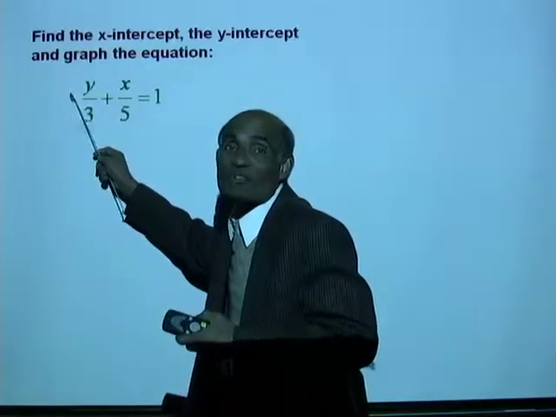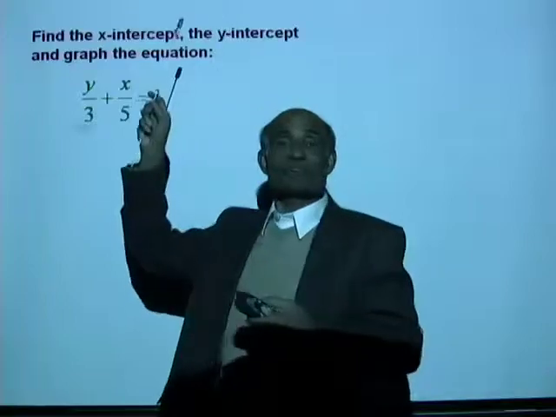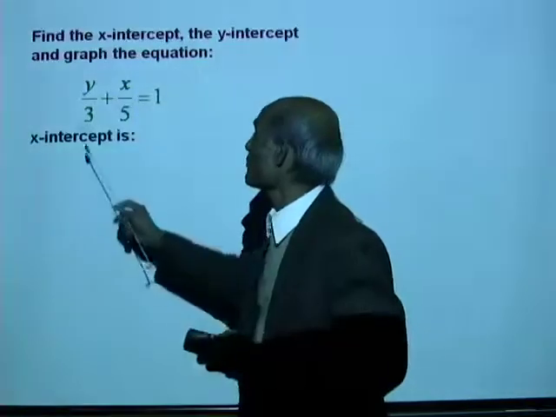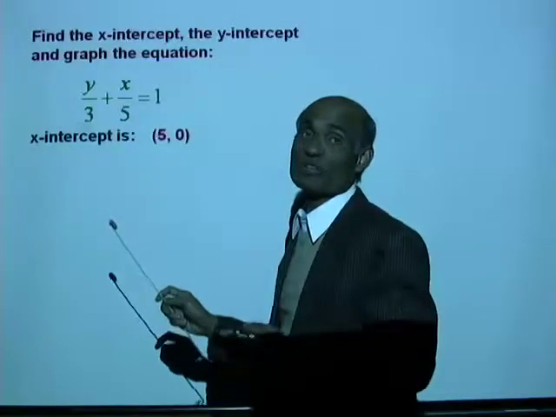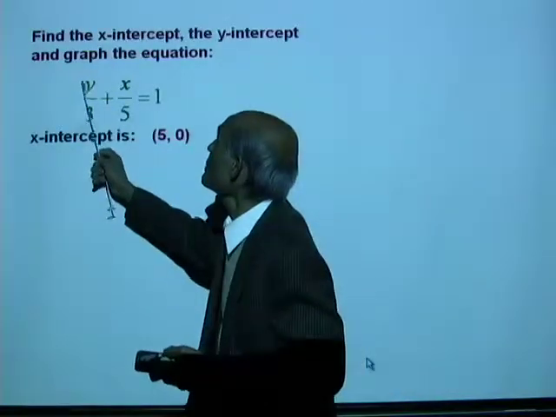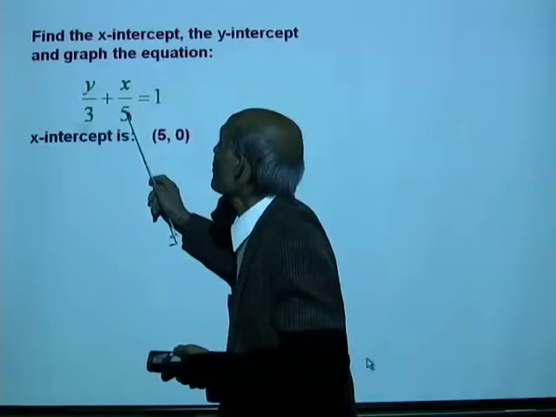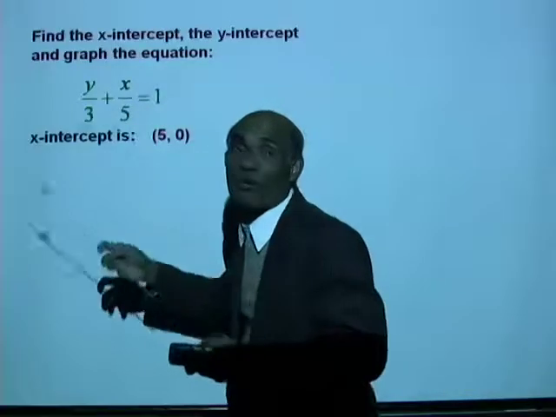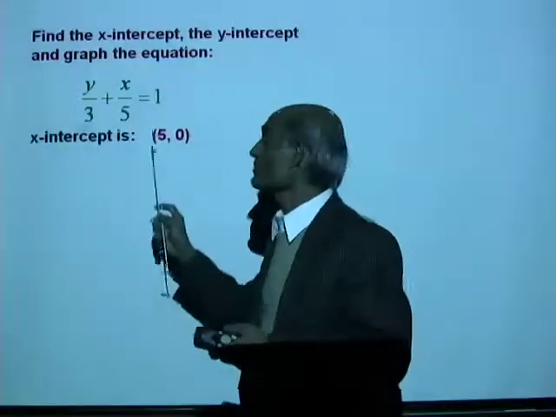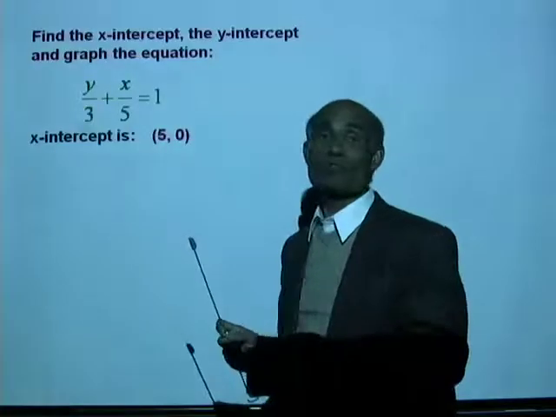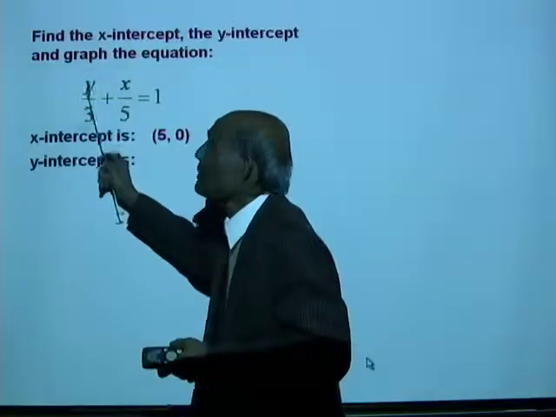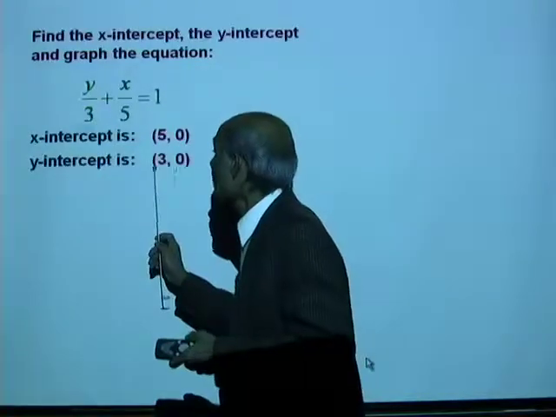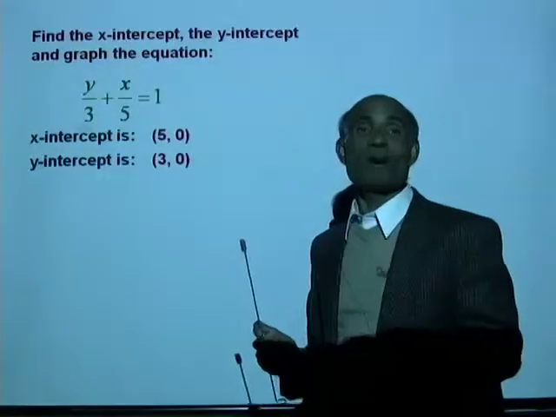To find the y-intercept, set x equal to 0. Very simple. So the x-intercept is (5, 0). Is it? When y equals 0, we get x over 5 equal to 1, or x equals 5. So the x-intercept is (5, 0). How about the y-intercept? When x equals 0, y equals 3, so (0, 3) is the y-intercept.